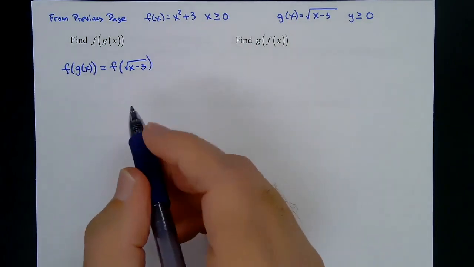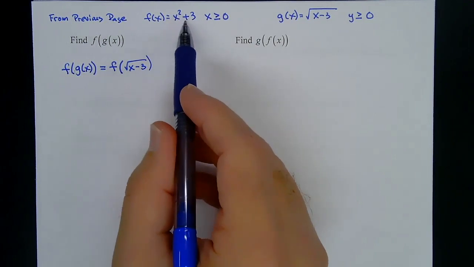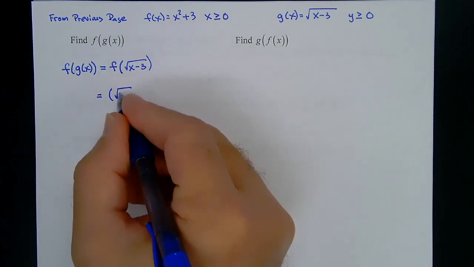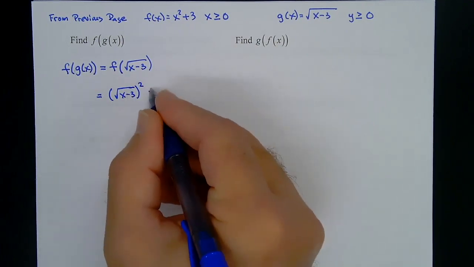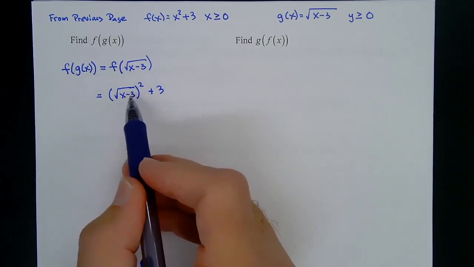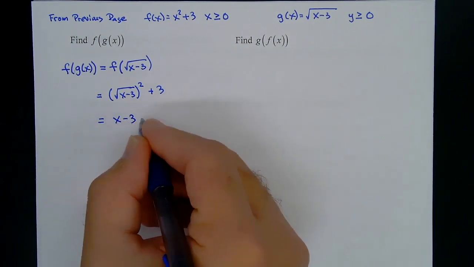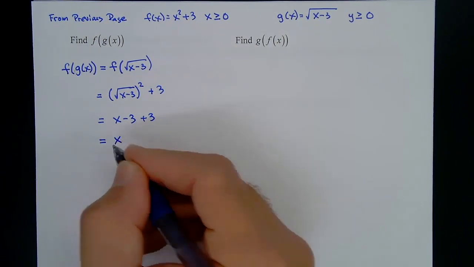Now what does the f function say to do with whatever your input is? Whatever your input is, you need to square it and then add 3. So this becomes the square root of x minus 3, and we're going to have to square that and then add 3. Well, what happens when we square a square root? They're going to cancel each other out. They're going to undo each other. So what you're left with is x minus 3 plus 3, which is equal to x.